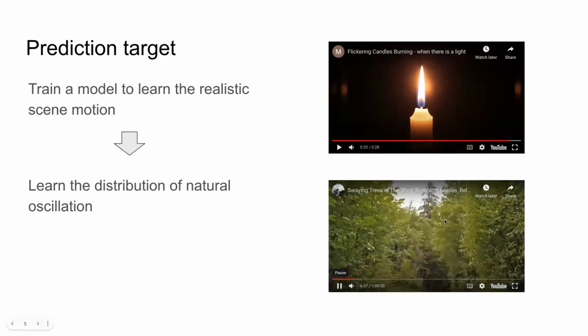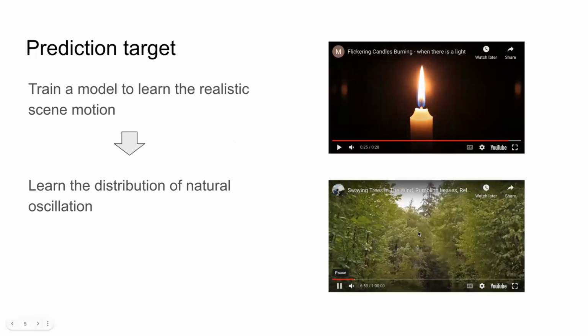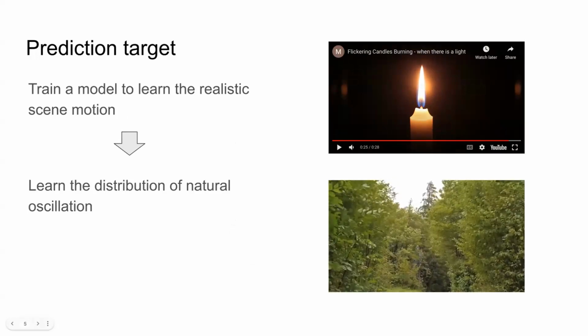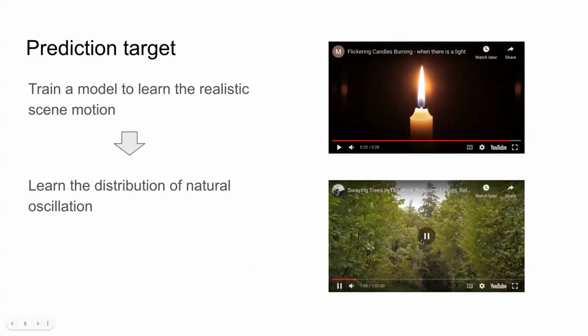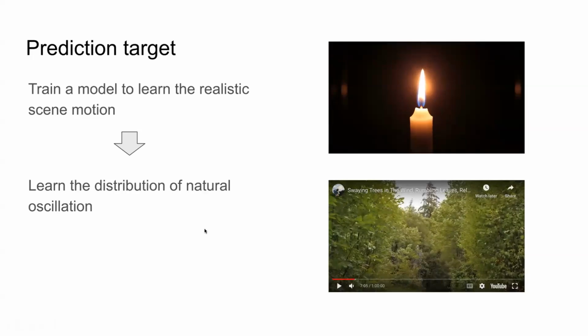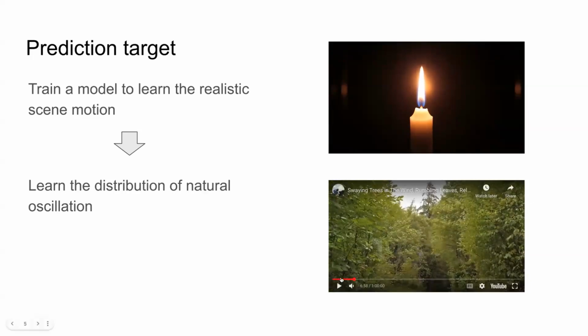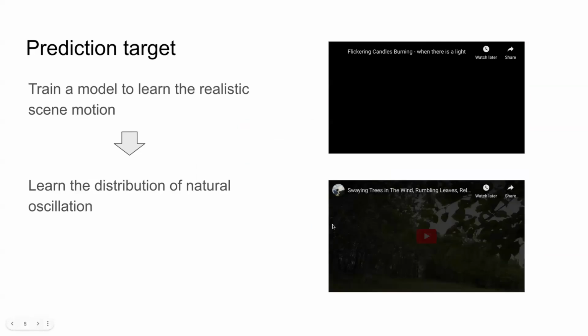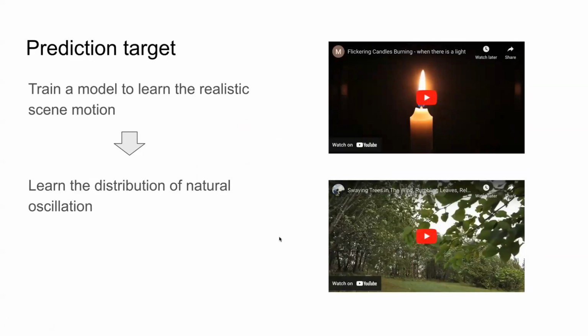Some characteristic you might see here is that there seems to be some pattern, like it only changes within a certain range. For example, the leaves wouldn't directly jump from the right side of the picture to the left side. That's not realistic. There seems to be a distribution of these small motions, and that's what the authors want to capture.